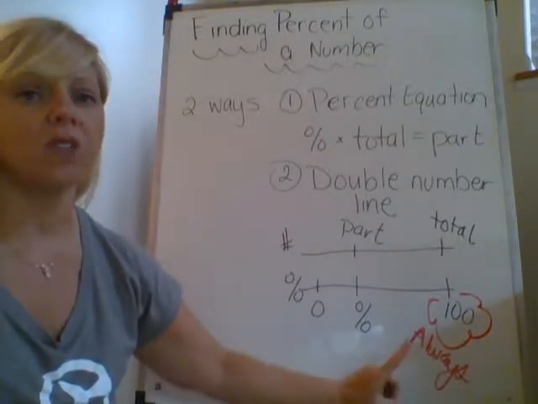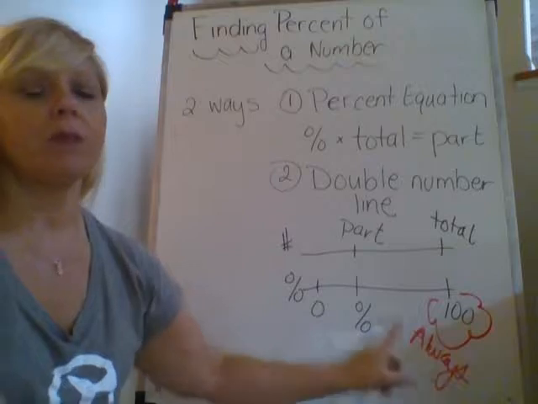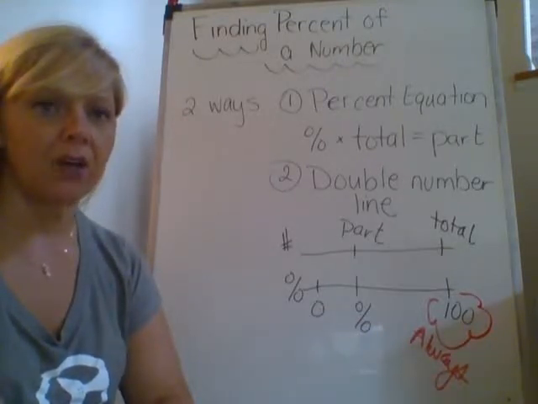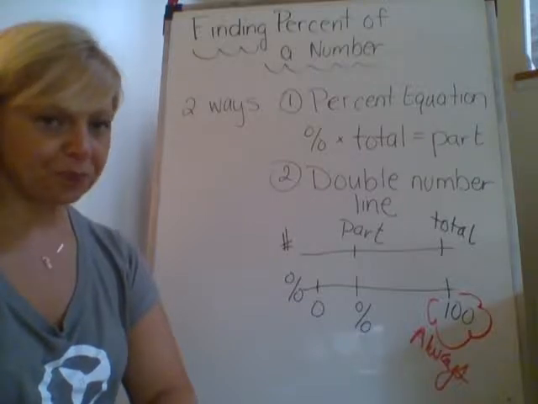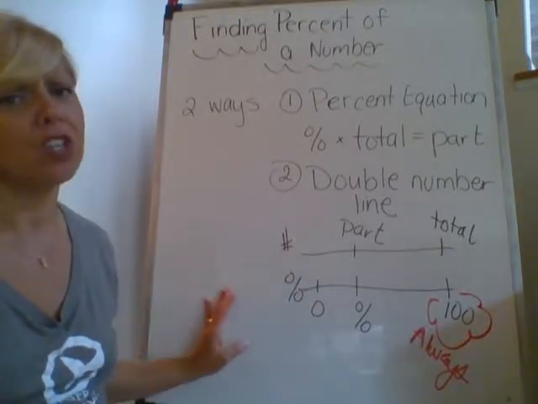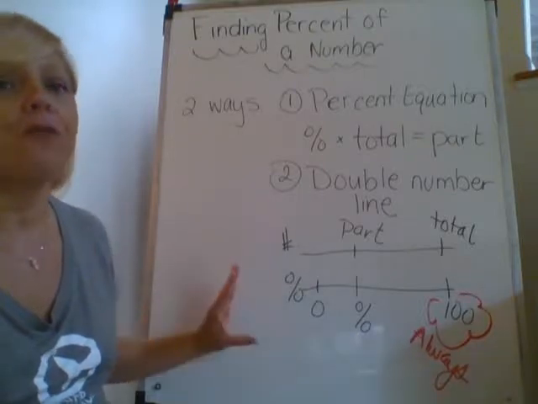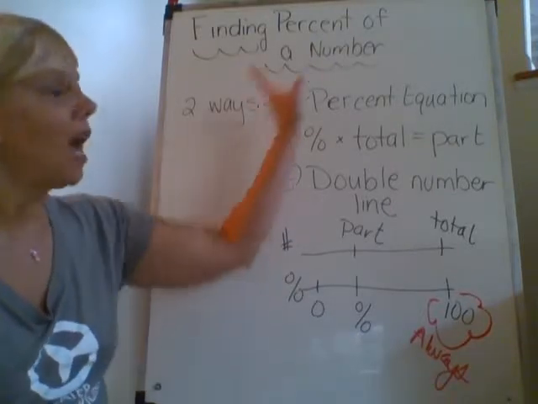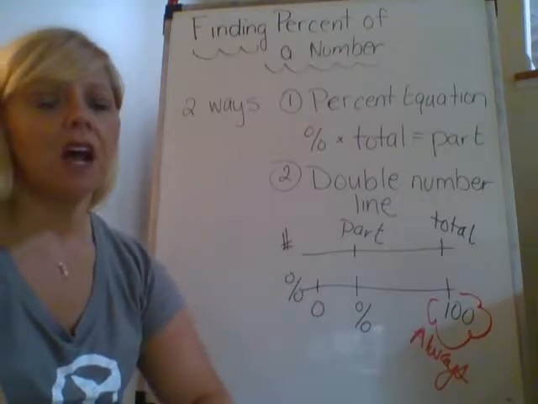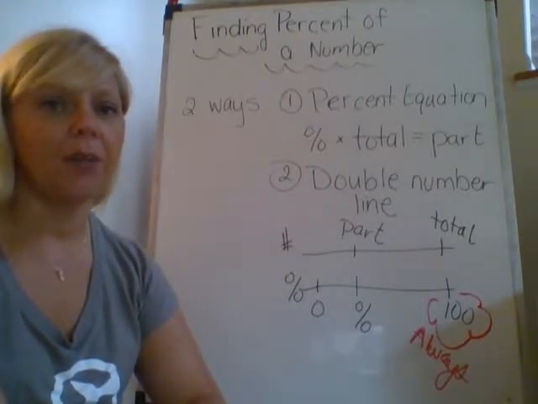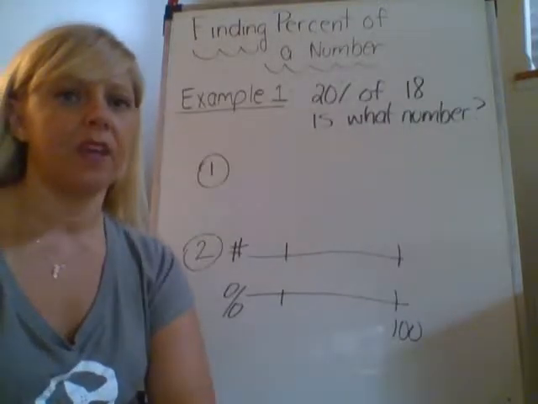And 100 is always written there, because remember, percents are always out of 100. So you always put the 100% down where it belongs. You can also use a proportion, using the is, the of, and the 100. But I prefer these two methods the best. So let's do a few examples on how to find percents of a number.